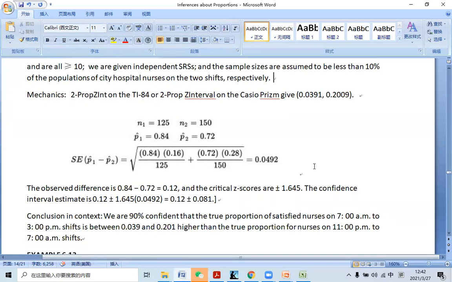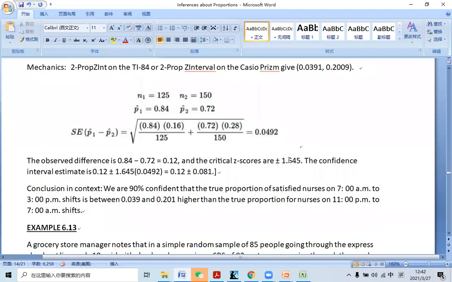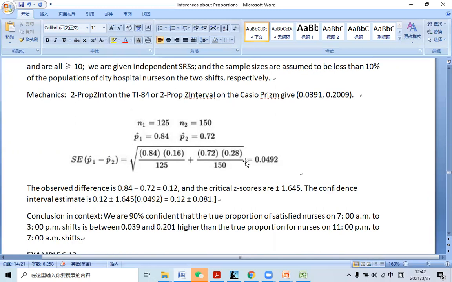So we want to estimate the difference in proportions. And also we want a margin of error. We want an upper boundary and lower boundary for the margin of error. And let's see. We are using the samples as estimates. You have, for sample 1, 125 people. Sample 2, 150 people.